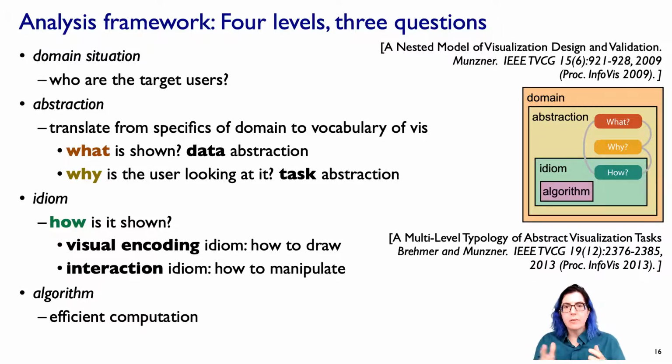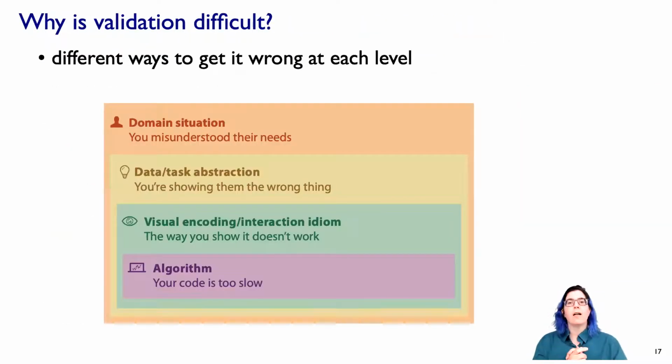Now, the reason there's benefit in separating into these levels is because there's threats to validity that are very different at each of these four levels. So what can you get wrong at the domain level? You could misunderstand what they mean. What could you get wrong at the abstraction level? Maybe what you're showing them isn't the right thing.